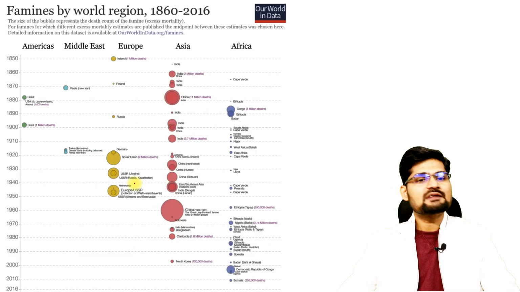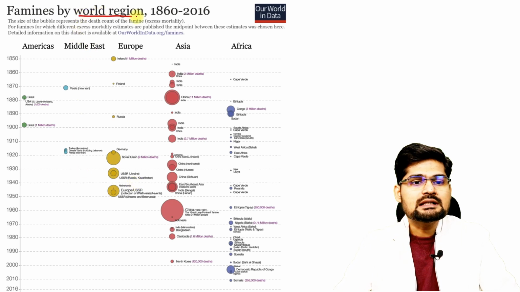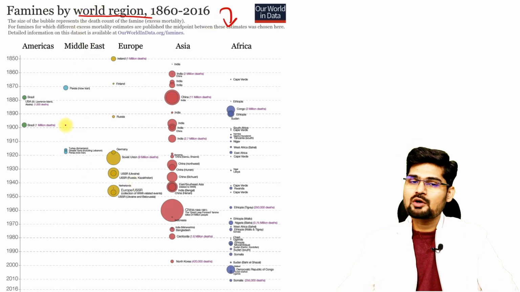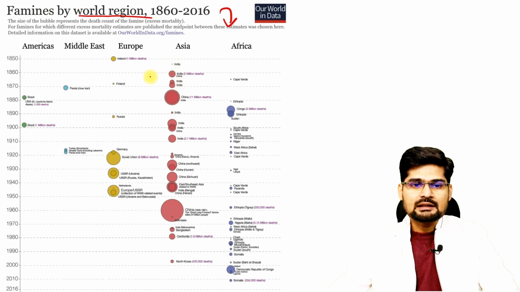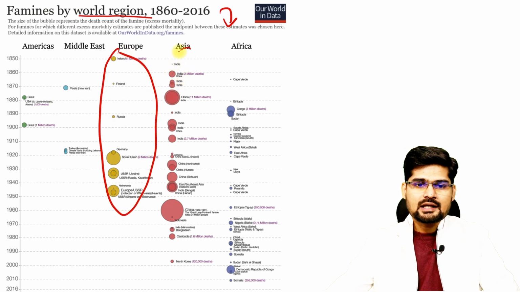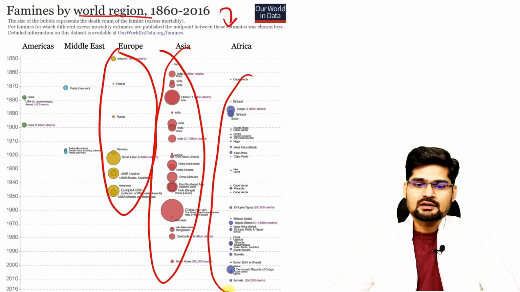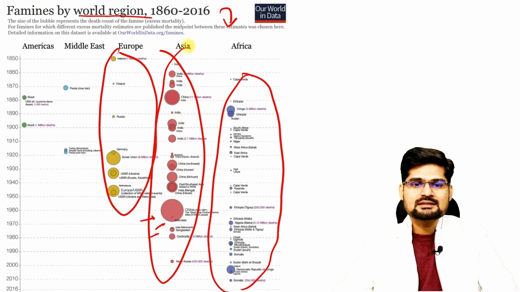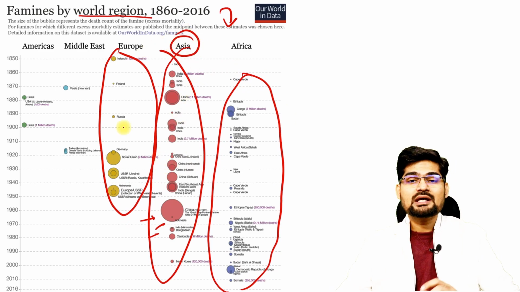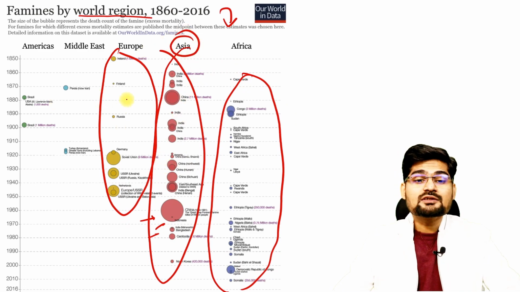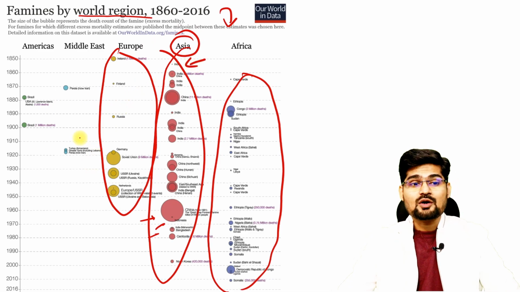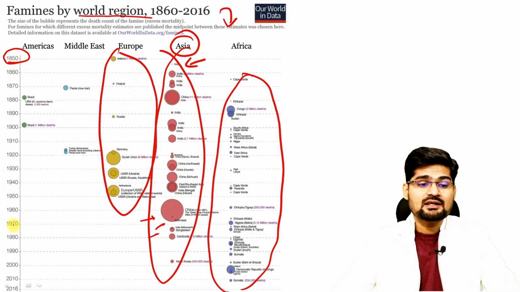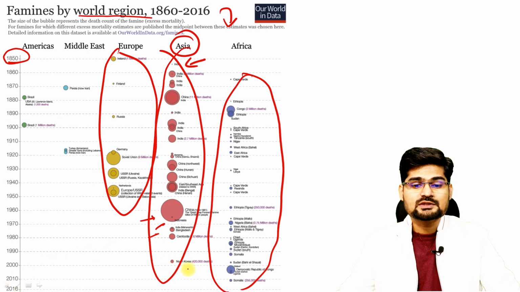Now, if you observe another data, this is about world regions. This is the geographical pattern across continents. You see Europe here, Asia here, and Africa here. The greatest famines have the bigger circles representing them, and the bigger circles are mostly in Asia. So Asia is the maximum recipient of famine incidents across history. Since 1850 till 2016, Asia has been majorly affected.